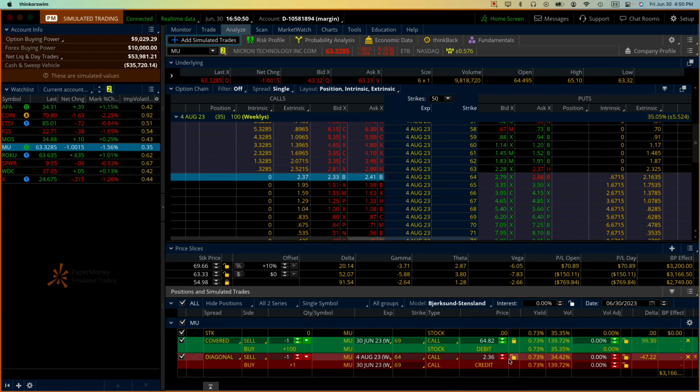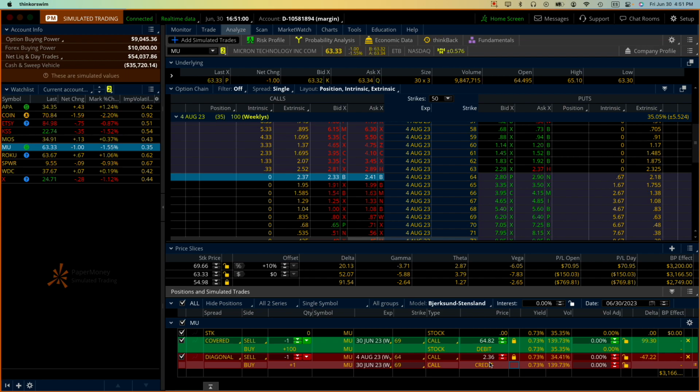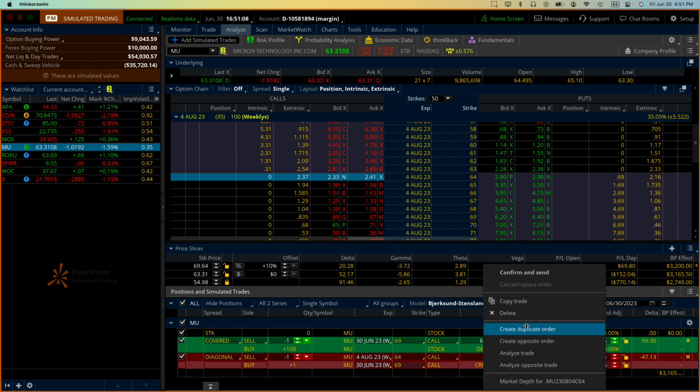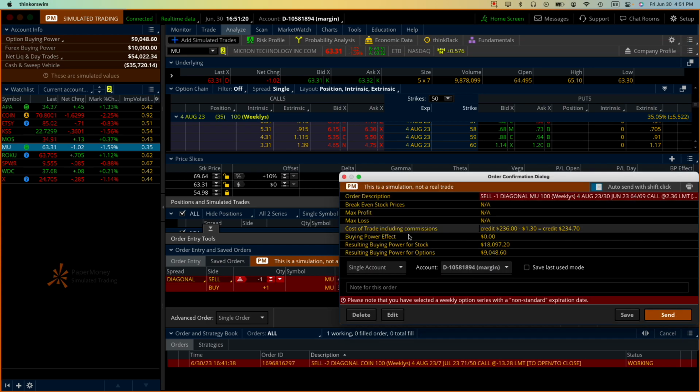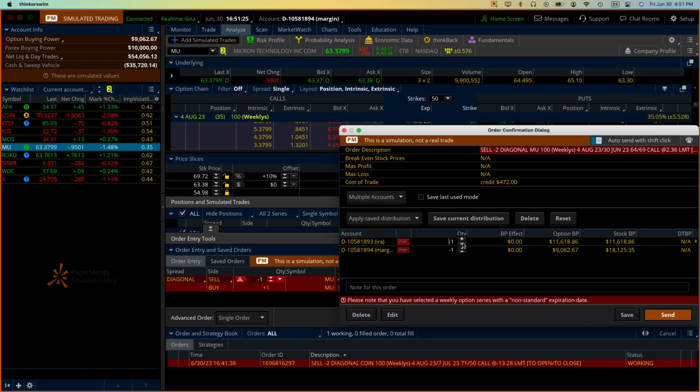See that? Okay, so we are paying 1 penny for the option we're closing, and we're getting $236 for the option we're selling. Okay, create duplicate order. And again, I'm doing this for demonstration purposes. In real life, I'd probably close it, not happy with it. But let's say confirm and send multiple accounts, and we do the same for both accounts. Okay?